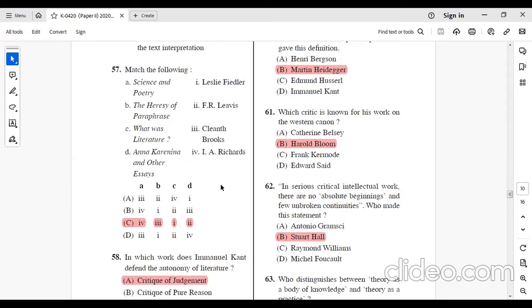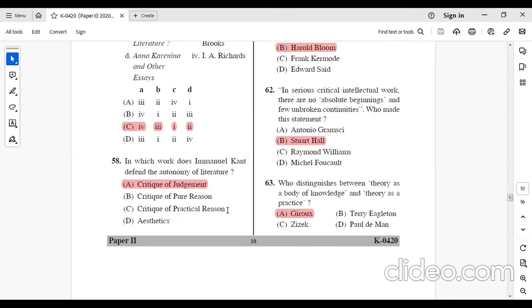Science and Poetry, I.A. Richards. The Heresy of Paraphrase, Cleanth Brooks. What Was Literature, Leslie Fiedler. And Anna Karenina and Other Essays, F.R. Leavis. So these are the important ones.